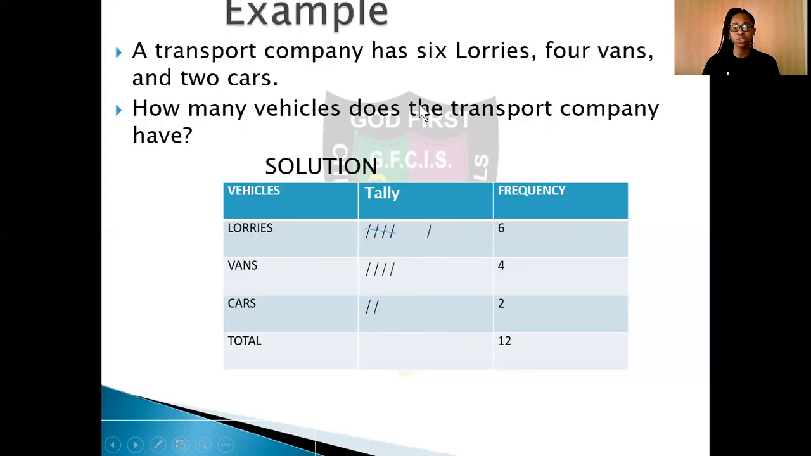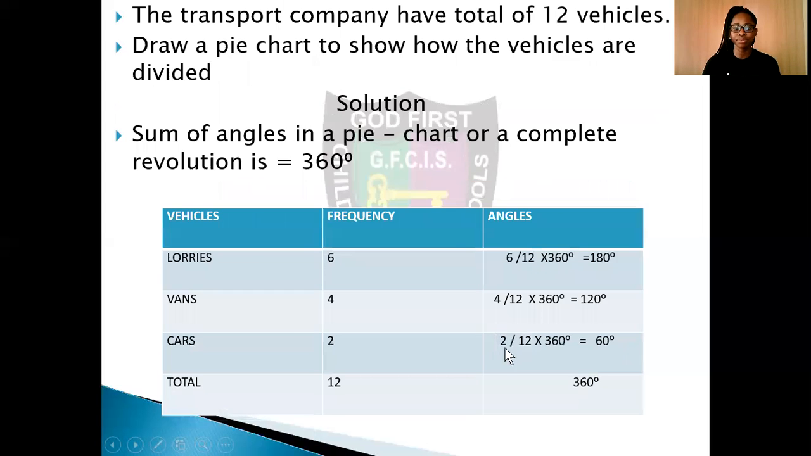How many vehicles does the transport company have? The transport company has a total of 12 vehicles. 6 plus 4 is 10, plus 2 will give us 12. The transport company has a total of 12 vehicles.